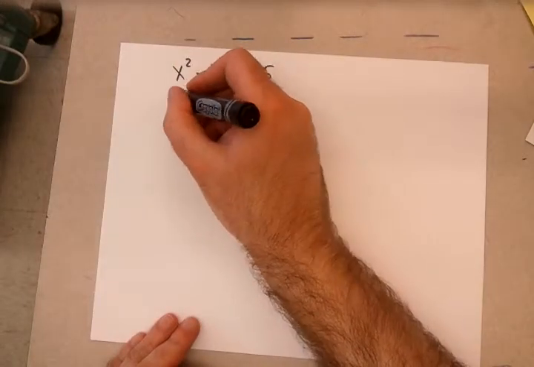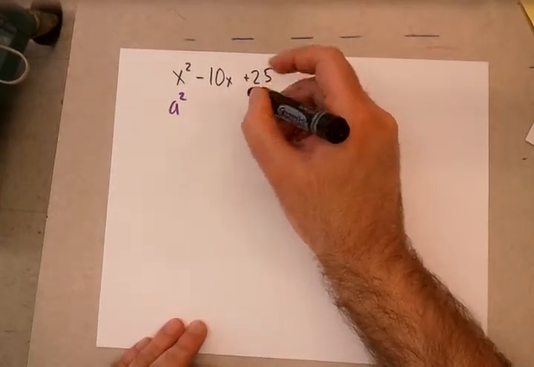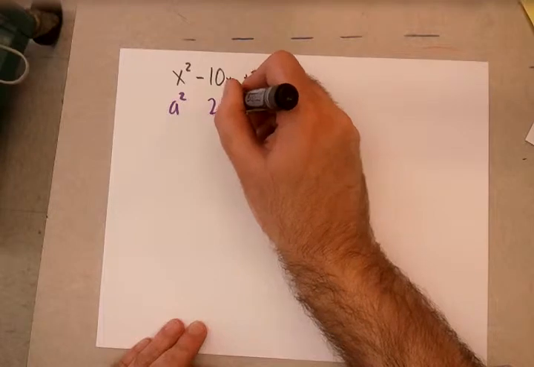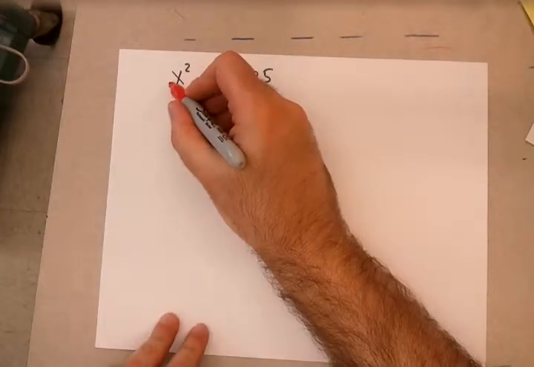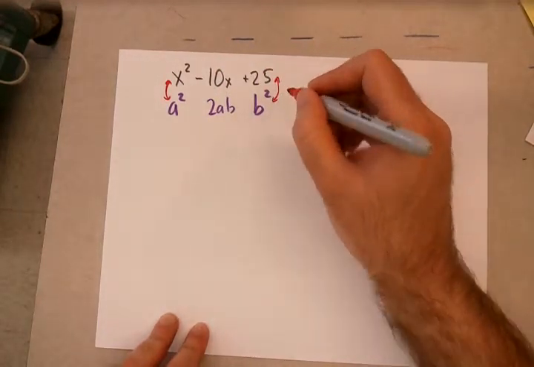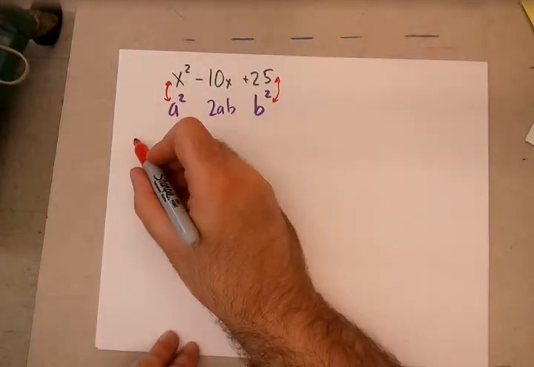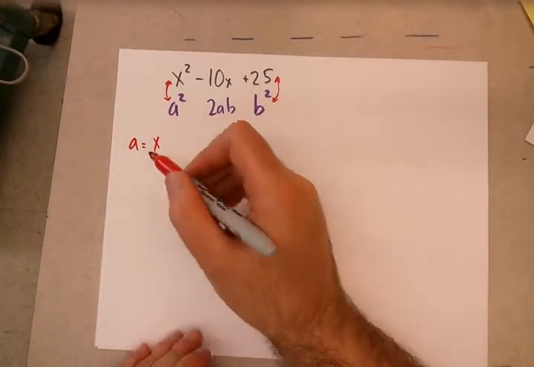It should have been an A squared here, a B squared here, and there should be a 2AB at this position. So that means that our A squared should correspond to the x squared, our B squared should correspond to the 25. So then the A should be what? Well, if the A squared corresponds to the x squared, the A should be an x.